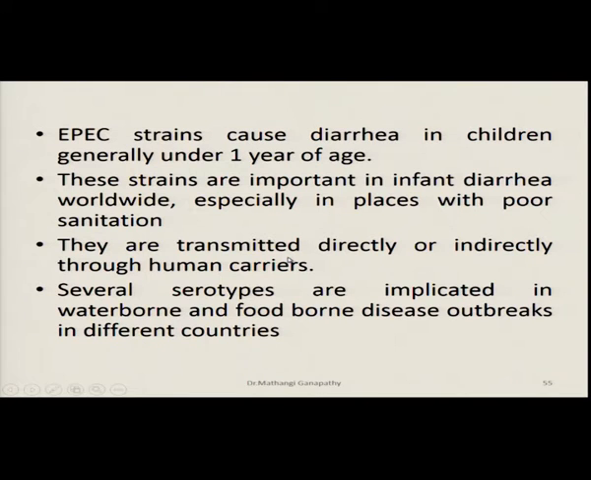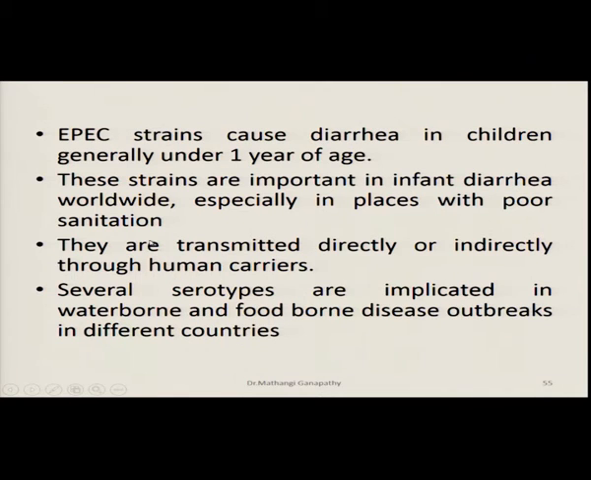EPEC strains generally cause diarrhea in children under the age of 1, and these strains are important in infant diarrhea worldwide, especially in places with poor sanitation. They are transmitted directly or indirectly through human carriers. Several serotypes of EPEC are implicated in waterborne and foodborne disease outbreaks in different countries.